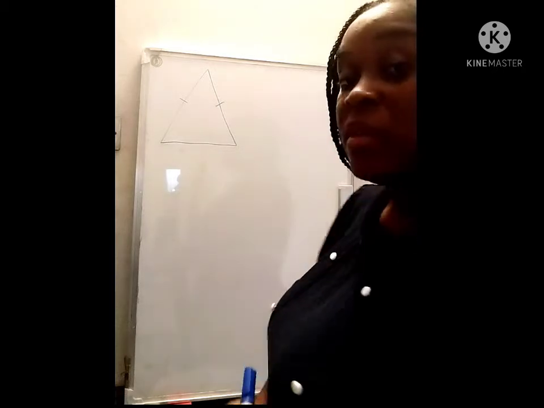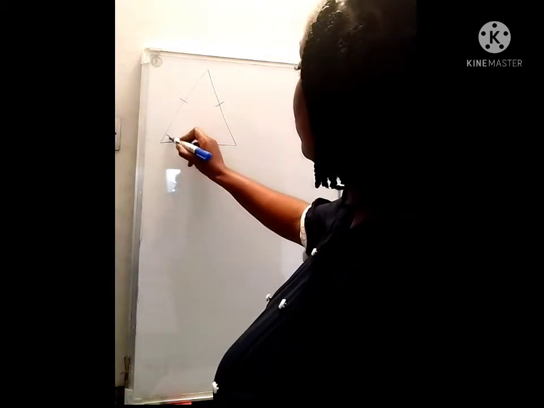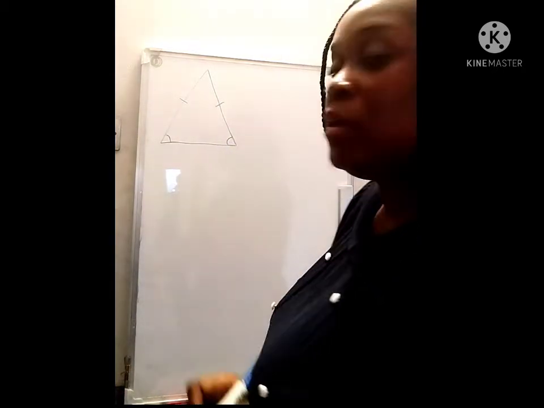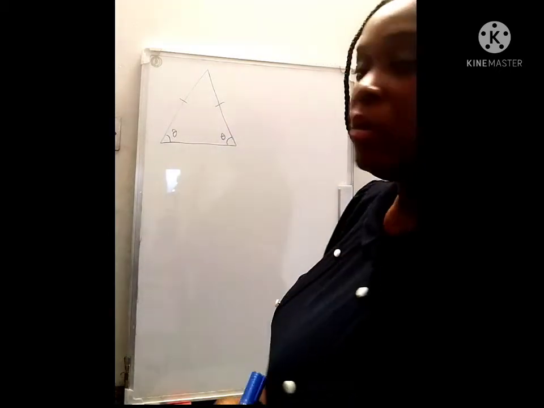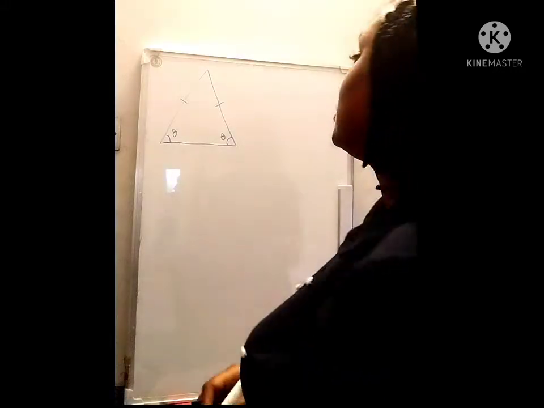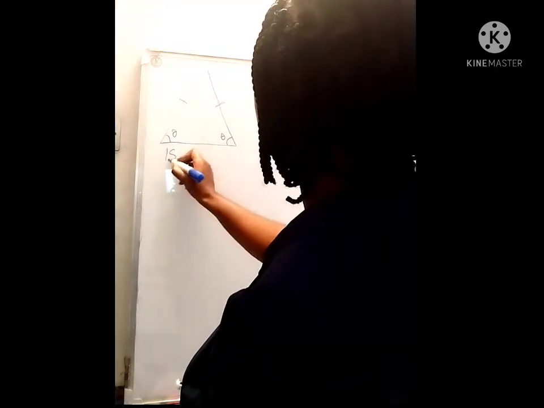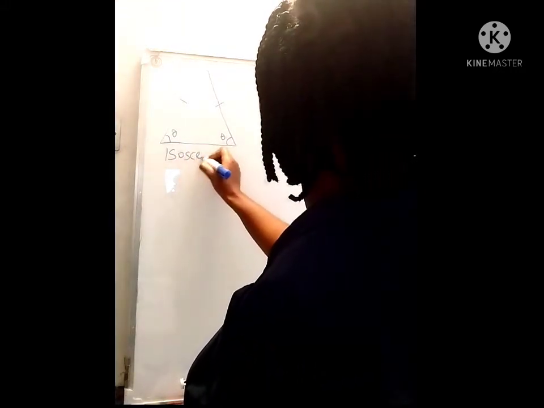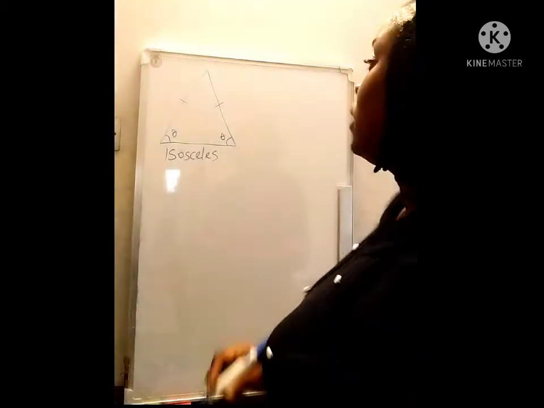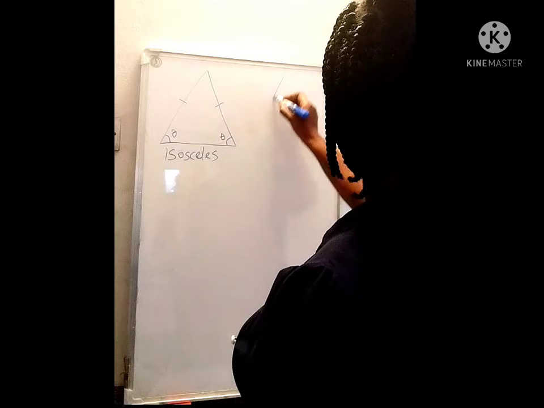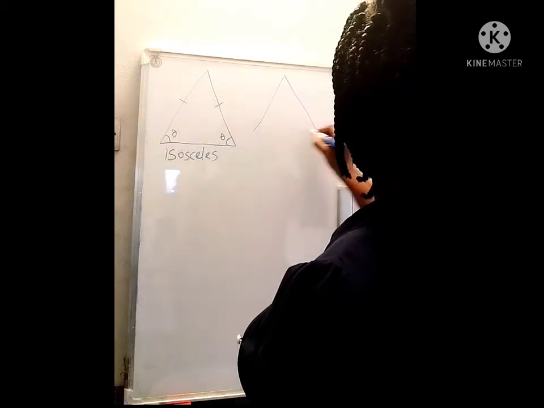And because the two sides are equal, we also have two of the angles being equal. Okay? So that's an isosceles triangle. And then we have an equilateral triangle.